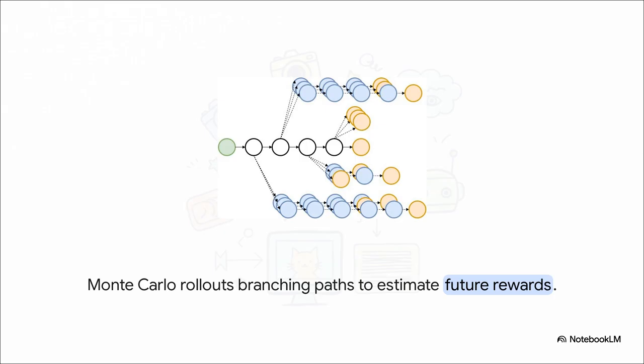Notice those branching blue paths? Instead of just blurting out a word, the AI actually pauses. It looks at the potential next word and then plays out the rest of the sentence in its head multiple times. It's essentially asking itself, okay, if I say the word fire right now, will that eventually lead to a high SPIDEr score at the end of the sentence?